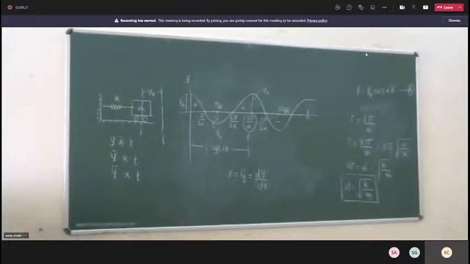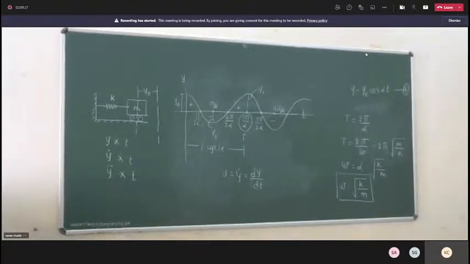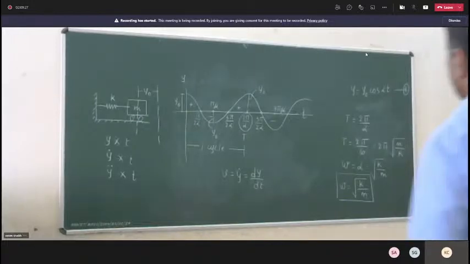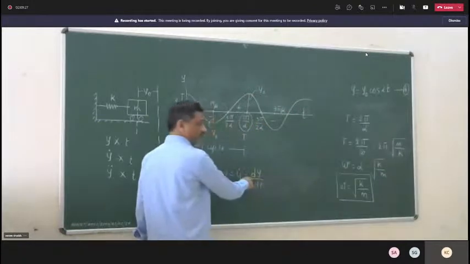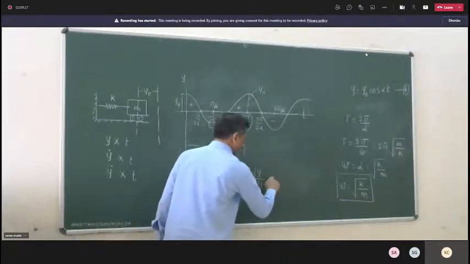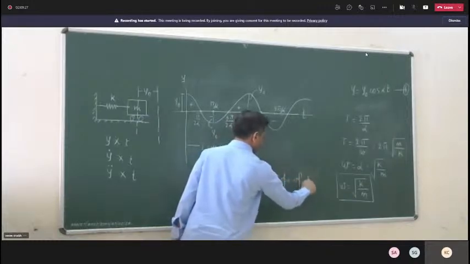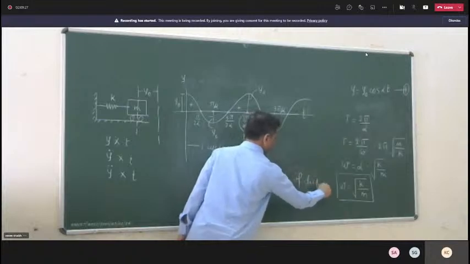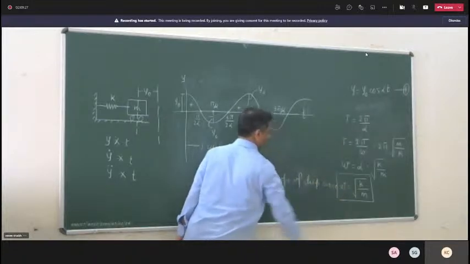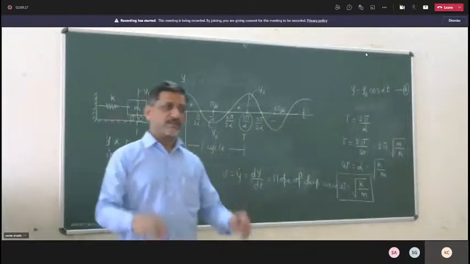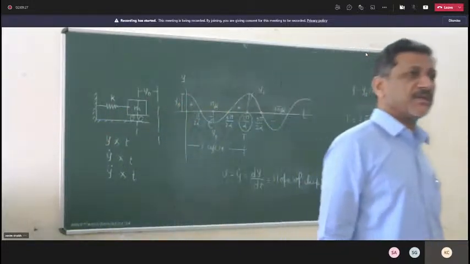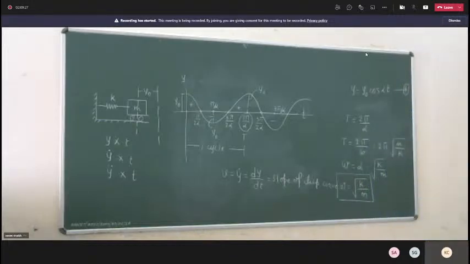Derivative represents the slope of the graph at any point. Derivative is tan theta. So velocity is nothing but the slope of the displacement curve. What does derivative represent, and what does integration give?